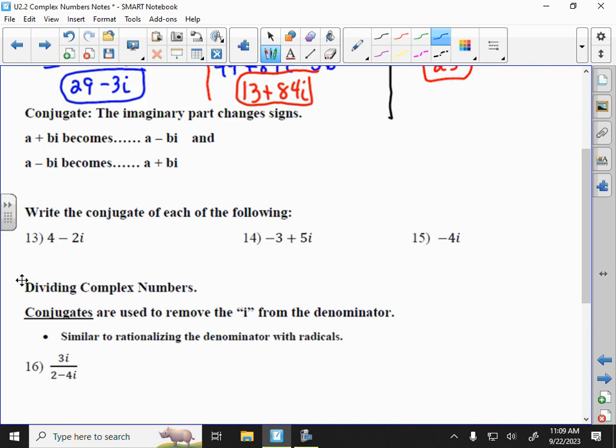All right, so let's practice writing the conjugates of each of these again. So number 13, 4 minus 2i, its conjugate is 4 plus 2i. Number 14, the conjugate is negative 3 minus 5i. And number 15, the conjugate of negative 4i is positive 4i.